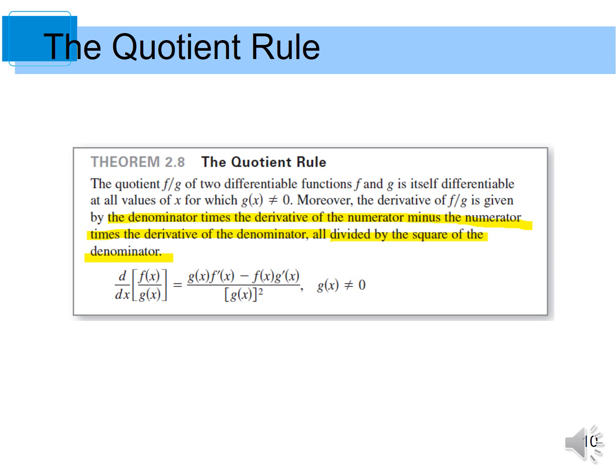Be careful of the formula. The common mistake made by students when they perform the quotient rule, differentiate f(x) over g(x) with respect to x.